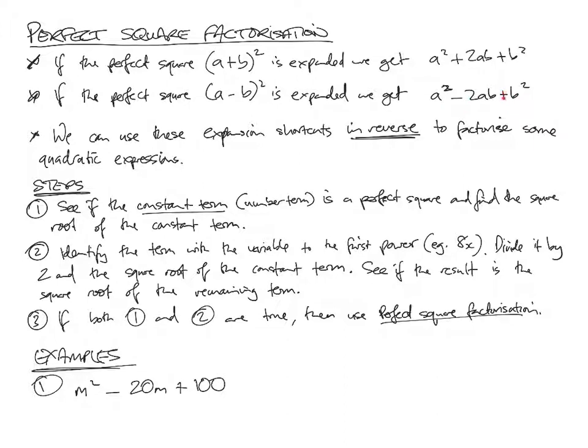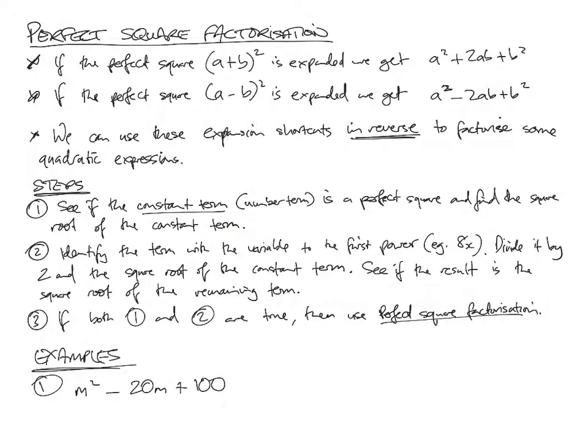So if you've got a quadratic that looks like this and you want to put the brackets back, which is useful in some of the later maths that you need to do, then you can use this rule in reverse. So basically the steps involve, look at the constant term, so the number term in the quadratic. Check if it's a perfect square, so like a nice round number that you get a whole number square root. So 4 is a perfect square because the square root of 4 is 2. 9 is a perfect square because the square root of 9 is 3, and so on. Okay, so check if the constant term is a perfect square and find the square root of that constant term.